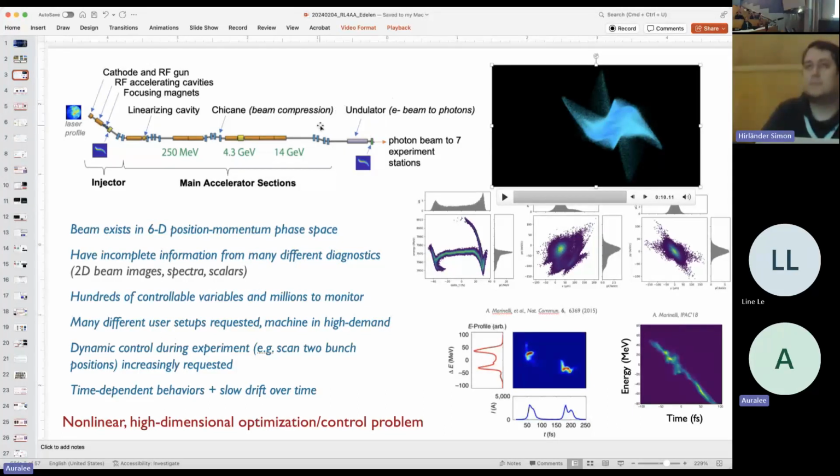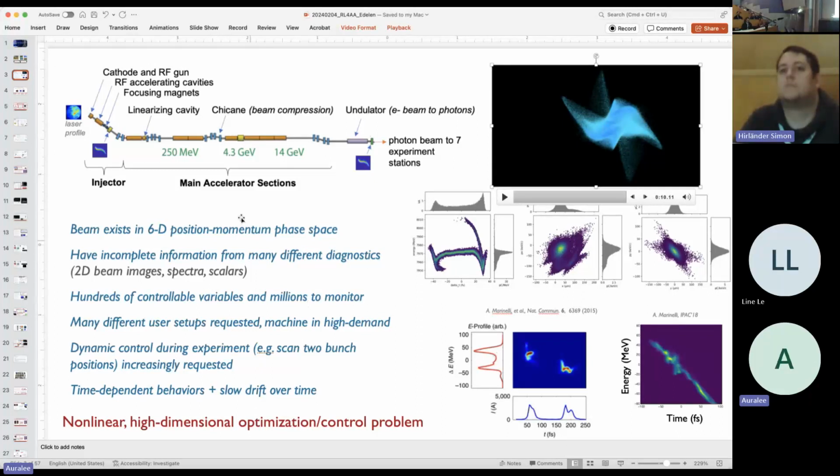The one particular feature of this accelerator is that there are a lot of different operating modes requested by different users, and the machine is in very high demand. So there's a lot of pressure to tune up the accelerator to these very different operating points in a minimum amount of time. On top of that, increasingly, users are wanting to dynamically control the beam during experiments. So, for instance, on the fly, adjusting the separation between two pulses or adjusting their energy separation.